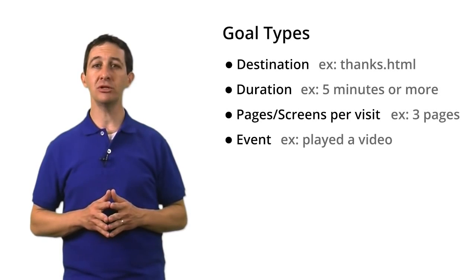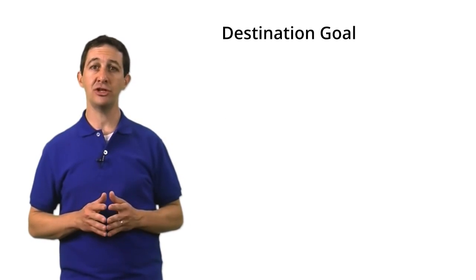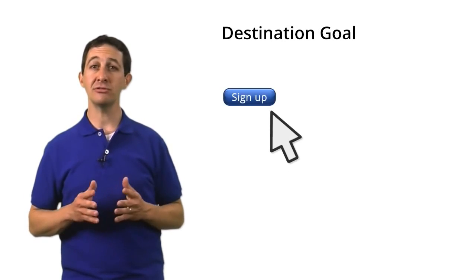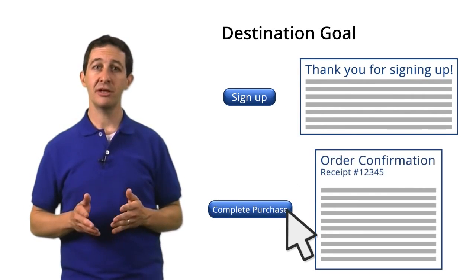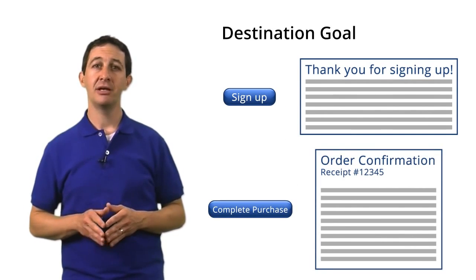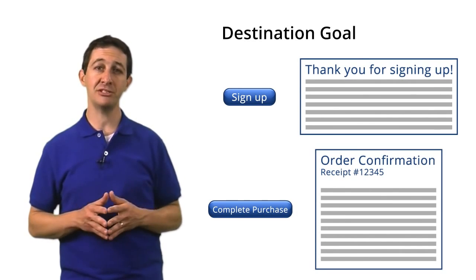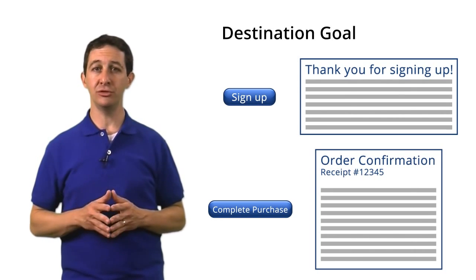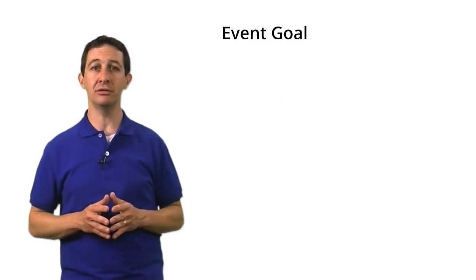First, let's talk about goals that track user actions. A destination goal is a page on your website that users see when they complete an activity. For an account sign-up, this might be the "Thank you for signing up" page. For a purchase, this might be a receipt page. A destination goal triggers a conversion when a user views the page you've specified. If you're setting up a goal for an app, you'd set up a screen view goal rather than a destination goal.